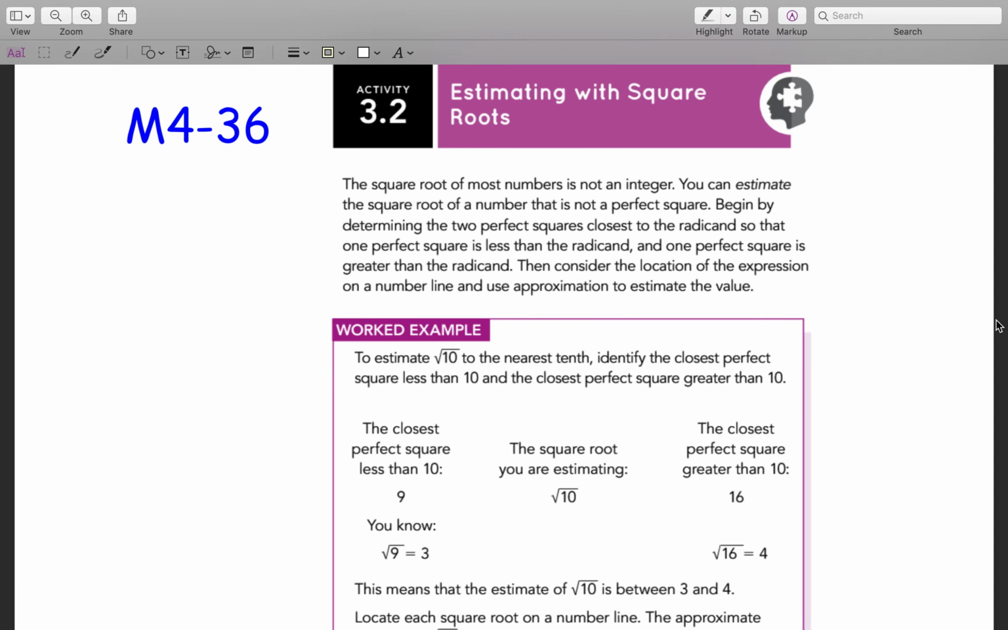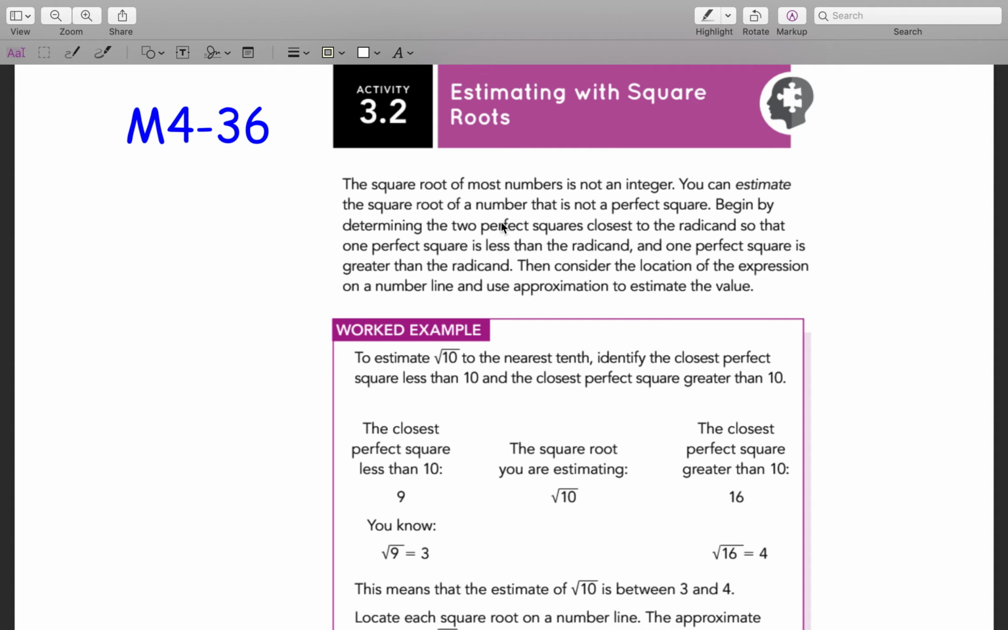This is page 36 in module 4. We're estimating with square roots. So the square root of most numbers is not an integer. You can estimate the square root of a number that is not a perfect square. So if all the numbers were perfect squares, then it would be very easy, right?